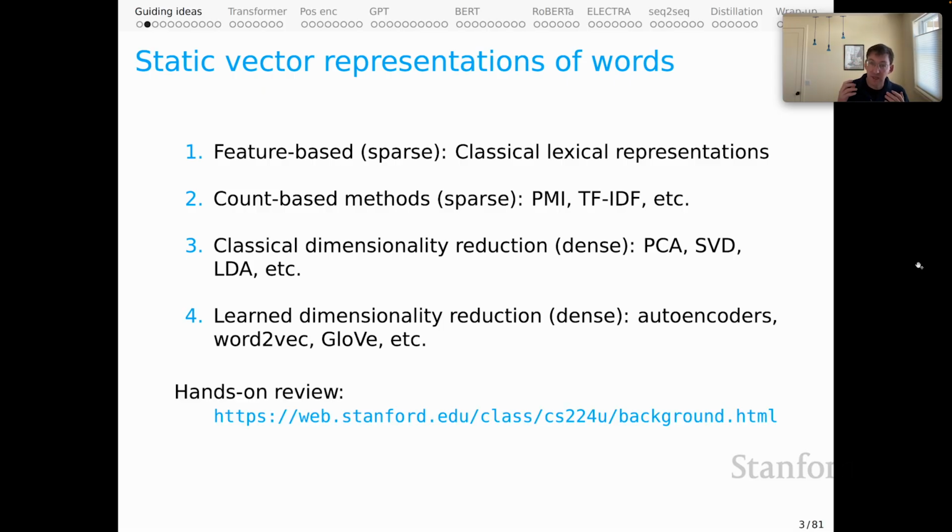If you would like to get hands-on with these methods and really deeply understand them, then check out this page that I've linked to here from the course website. It links to a lot of notebooks and some older videos that could help you with a refresher on all these methods, or to just get up to speed where you're ready to think directly about contextual representations.